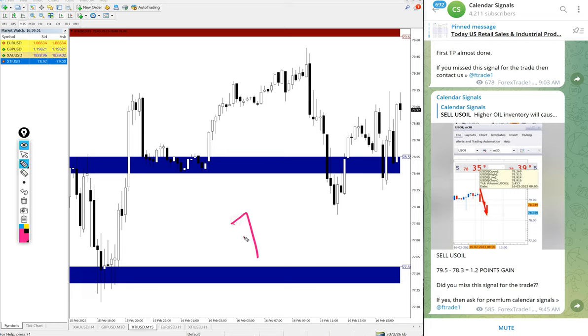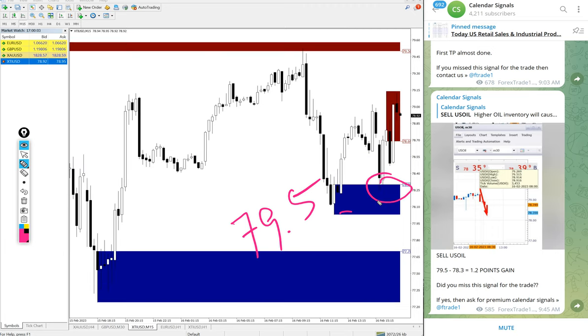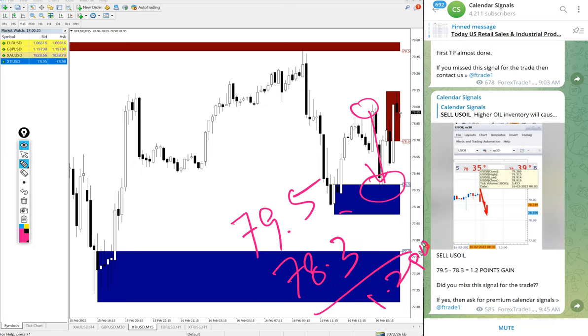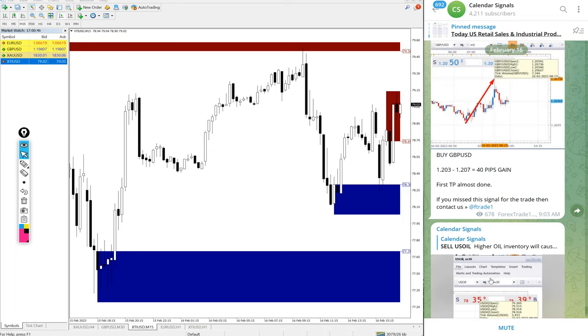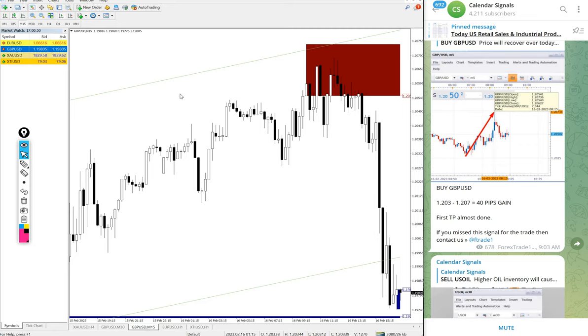Oil precisely traded from our level of 79.5 till a low of 78.3. So 1.2 point movement, 1.2 point gain from our given level. Again it is trading from our given level, hope it will reach down and again reach our given target. As of now, 1.2 point gain, and a 1.2 point movement in US oil will give you huge profit. If you had followed, you would have made this good profit.